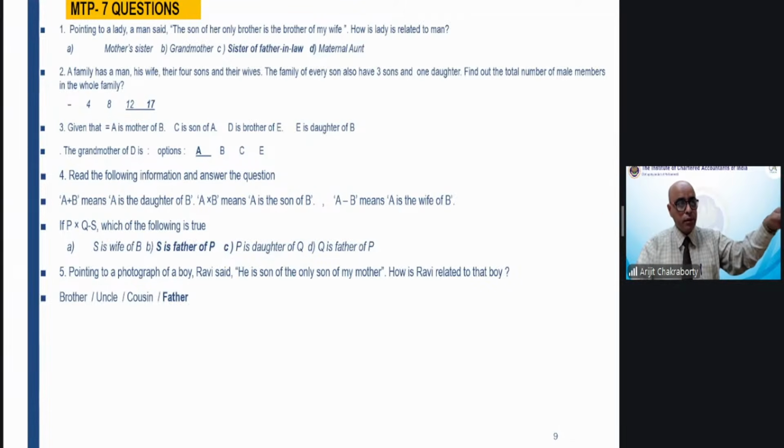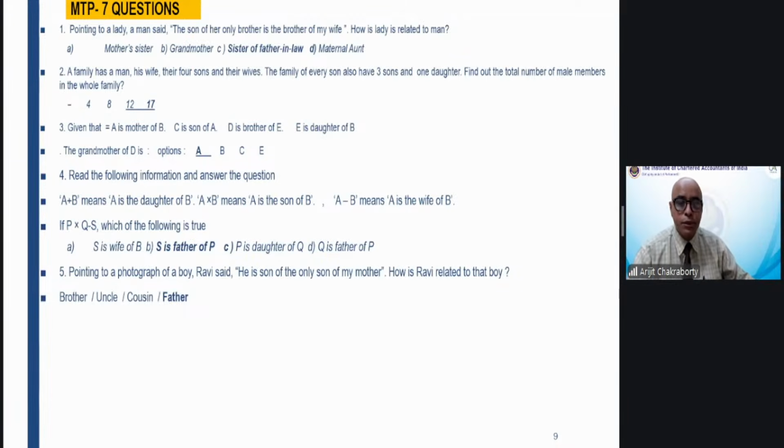So Ravi is saying this boy is the son of the only son of my mother. Only son of my mother means me. And at the end it says, the boy is the son. That is, this boy is my son. So this is what Ravi is saying.